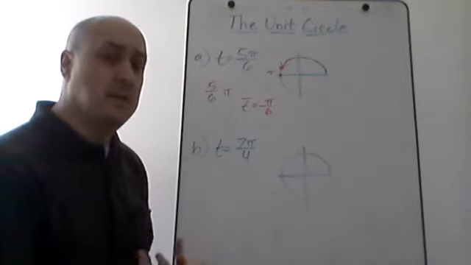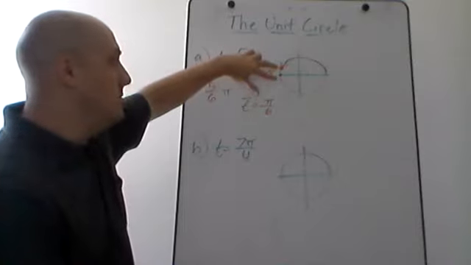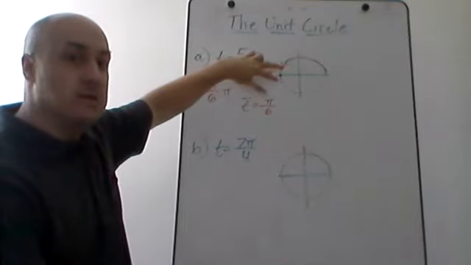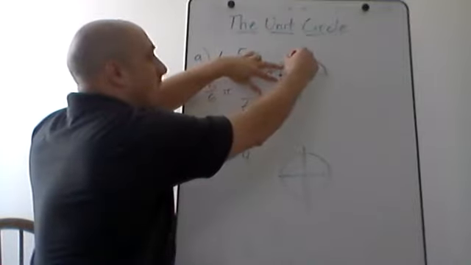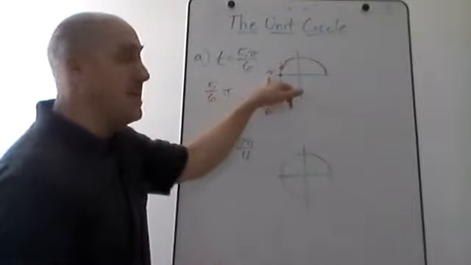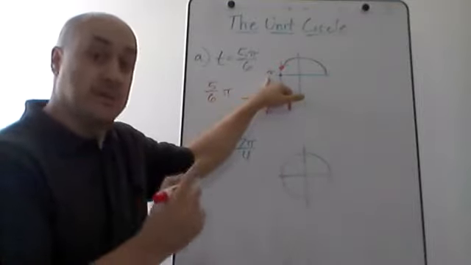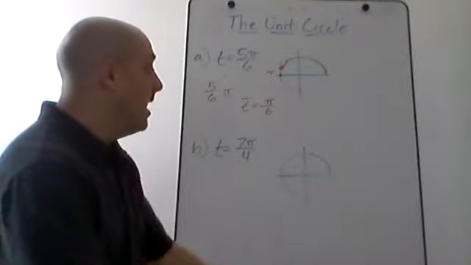Technically, the reference number is the distance from that terminal point to the x-axis, which is going to be pi over 6. If I go 5 pi over 6, I need to add another 1 pi over 6 in order for it to equal 1 pi, which is 6 pi over 6. I explained that in the last video that I did on reference numbers.